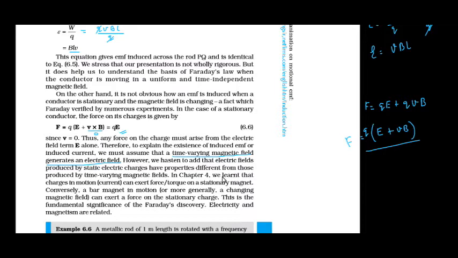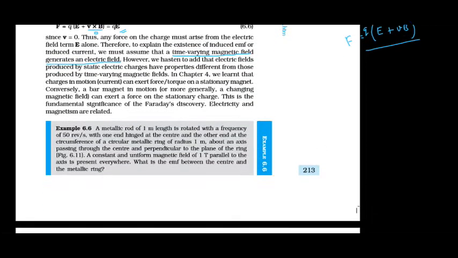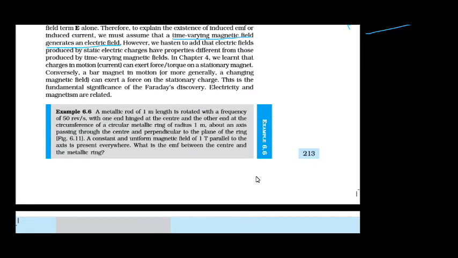In chapter 4, we learned that charges in motion, that is current, can exert force or torque on a stationary magnet. Conversely, a bar magnet in motion, or more generally a changing magnetic field, can exert a force on a stationary charge. This is the fundamental significance of Faraday's discovery. Electricity and magnetism are related. So ultimately what they want to say is that when the charge is in motion, that is current, it can exert force on a stationary magnet.